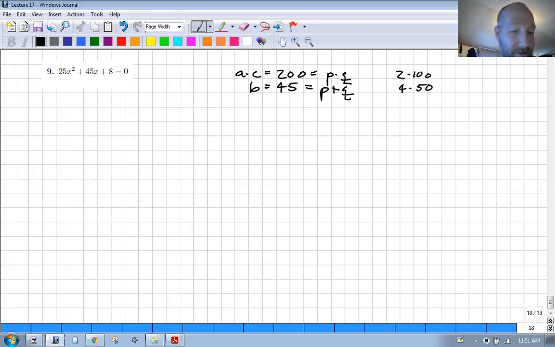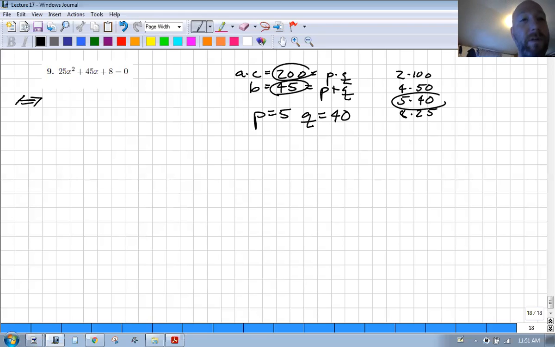200 divided by 5. We could do 5 times 40. Or 8 times 25. Let's see, this one right here, 5 times 40, actually. They add to give us this and multiply to give us that. So let's let P be 5 and Q be 40. So we can rewrite this 45x as 5x plus 40x.